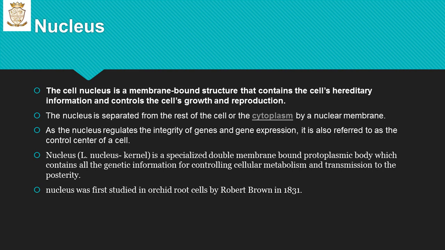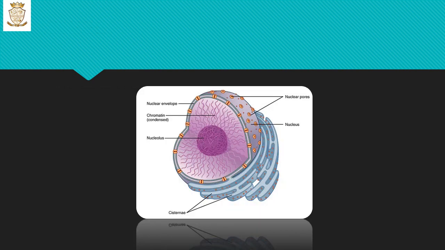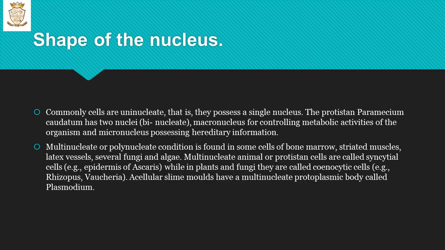It is a specialized double membrane-bound protoplasmic body that contains genetic information and also controls the cellular metabolism and transmission to the posterity. Robert Brown is the scientist who first studied the nucleus. As we say, nucleus consists of a nuclear envelope, nuclear pores, and nucleolus in the center.